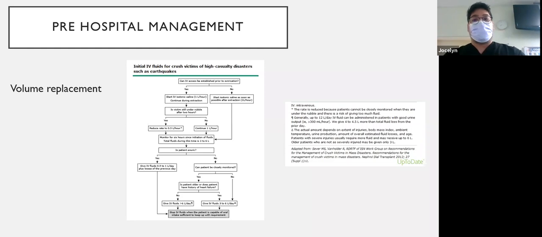The rate is reduced because the patient cannot be closely monitored. Let's say a collapsed building, and we have already put up an IV drip and all. How are we going to monitor? We've got a lot of patients already. But the actual amount, of course, you have to think about the extent of the injury, the body mass, the ambient temperature, and also the urine output. That's also important for you to start the IV fluids.